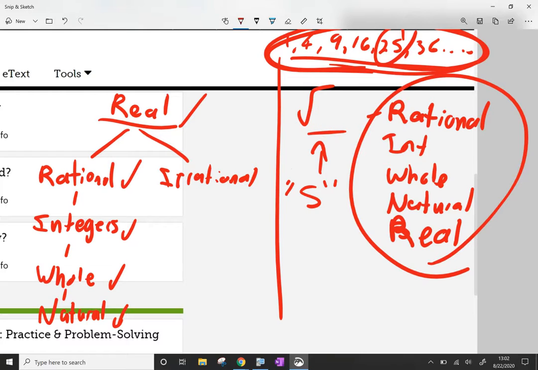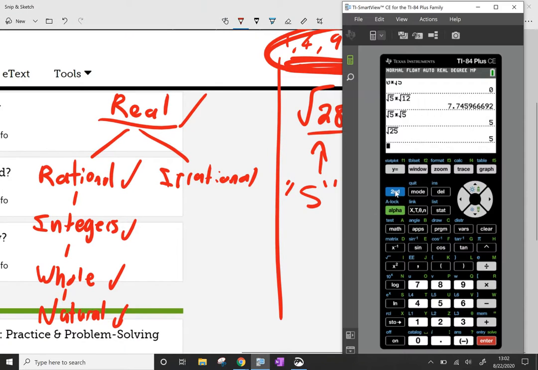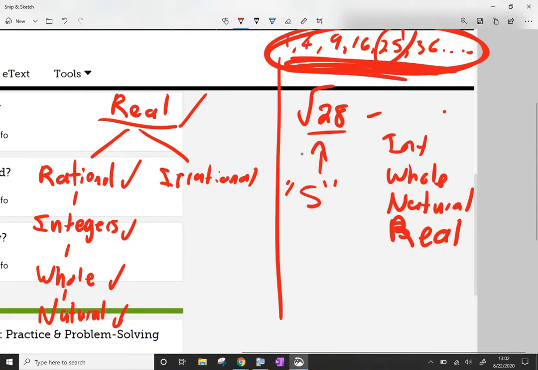If it's one of those on the list, okay? But if it's not one of those on the list, like 28, and you take a calculator and you try to do it, for example, the square root of 28, that's just irrational. It can't be any of the other ones. It's just going to be irrational. Okay, so the square root of 28 would be irrational and real, obviously, because everything's going to be real. So the square root of 28 would be irrational and real.